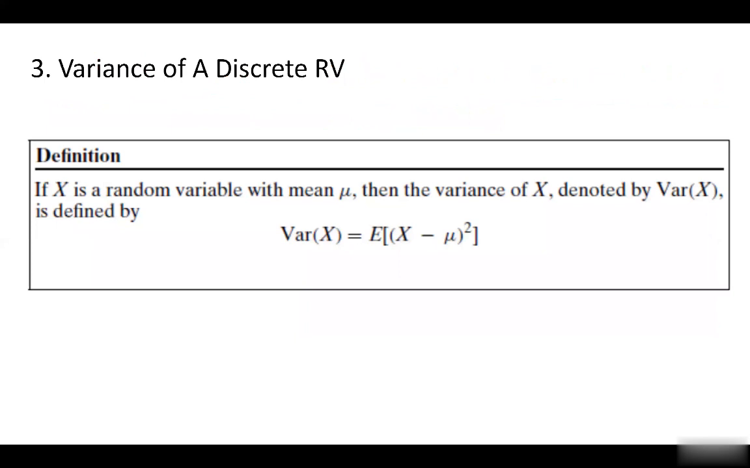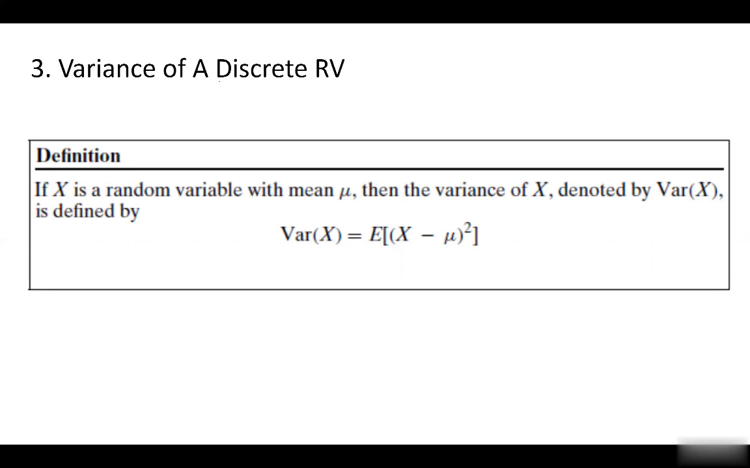Next, I'll introduce the concept of variance of a discrete random variable. First, let me read you the definition of the variance. So what is a variance? If X is a random variable with mean mu, then the variance of X, denoted by Var(X), is defined by Var(X) equals the expected value of the squared difference between X and its mean.